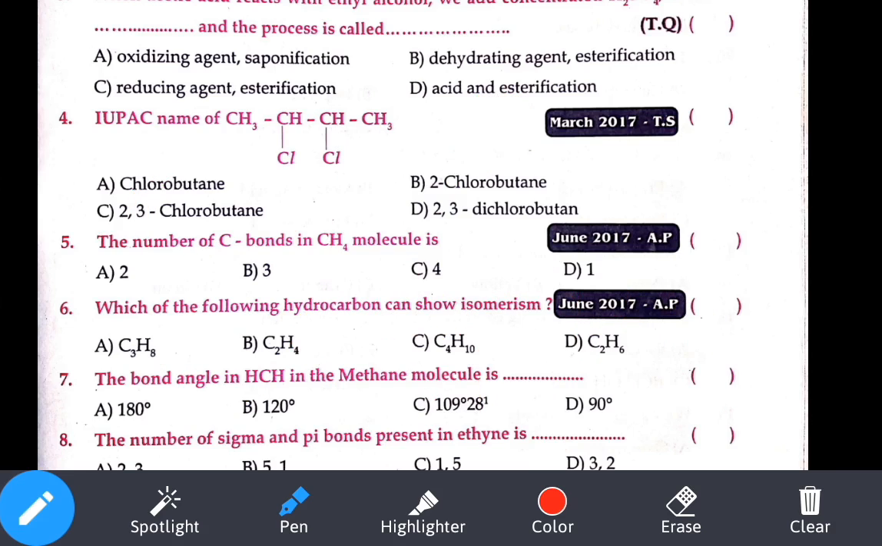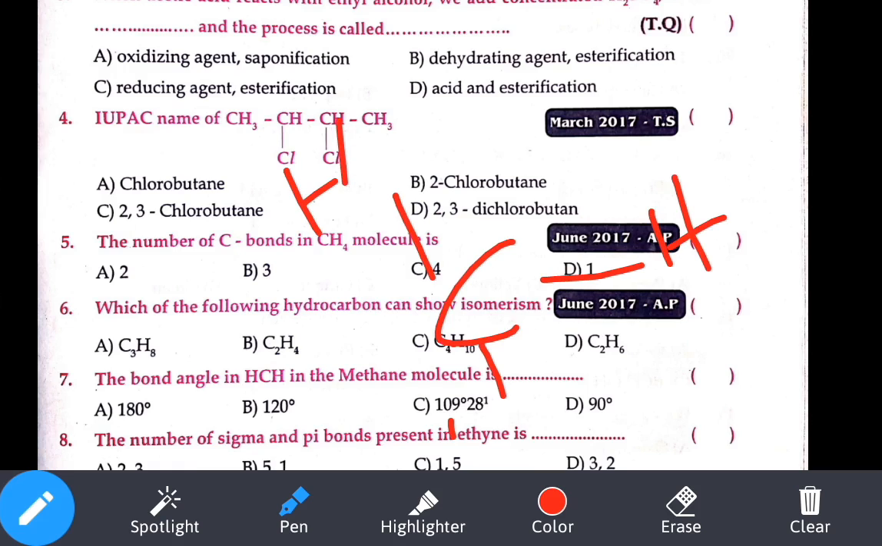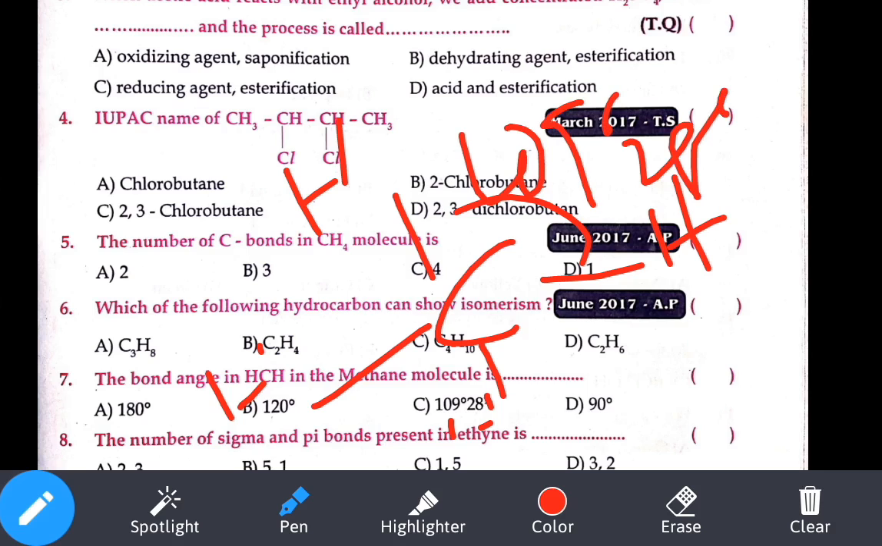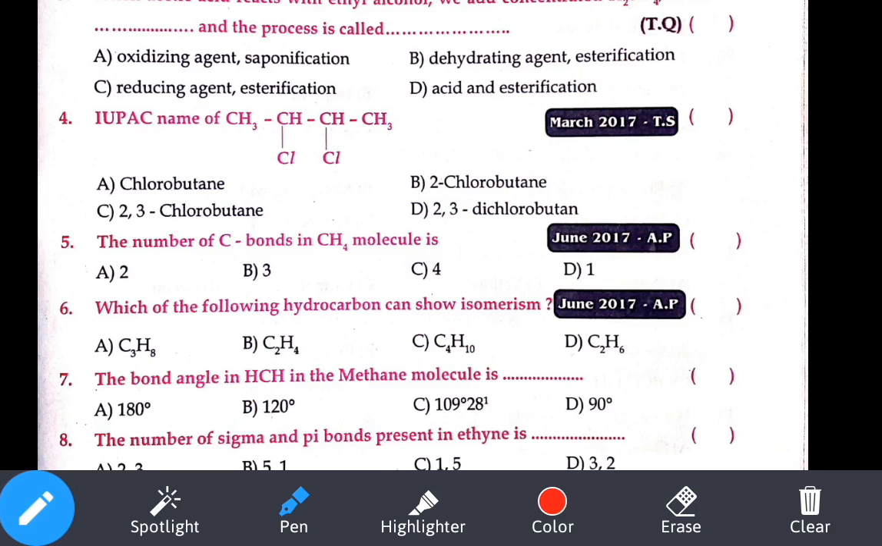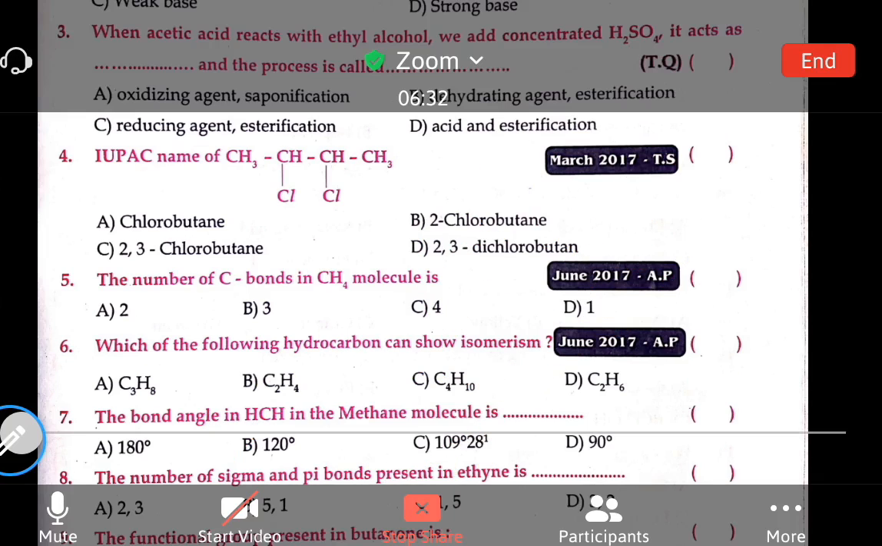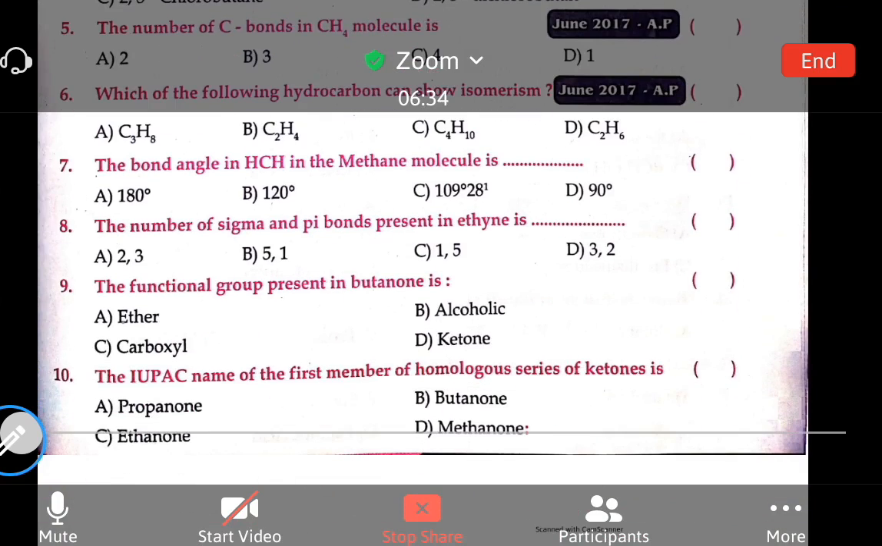Okay, the bond angle in HCH in methane. What is the bond angle they are asking? What is the bond angle here? 109 degrees 28 minutes. Option number C is our answer. Now let me drag upwards. Let's see the 8th question.